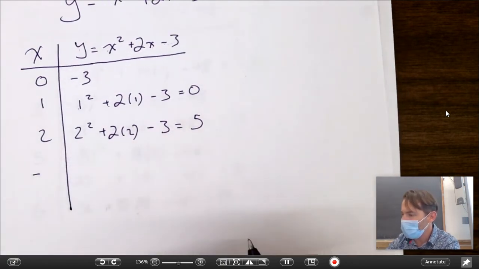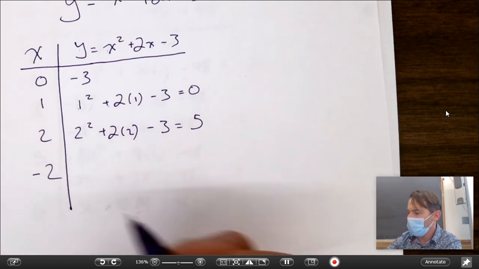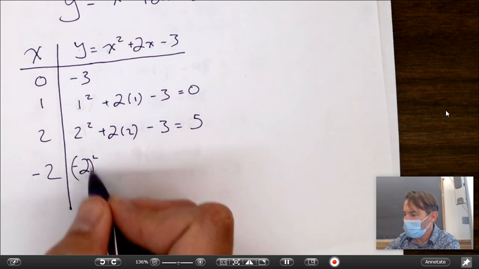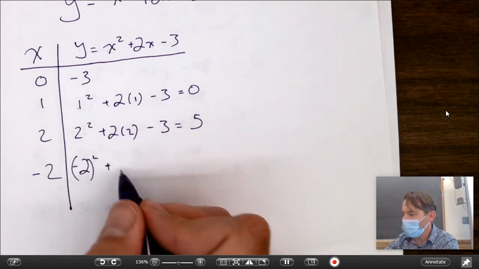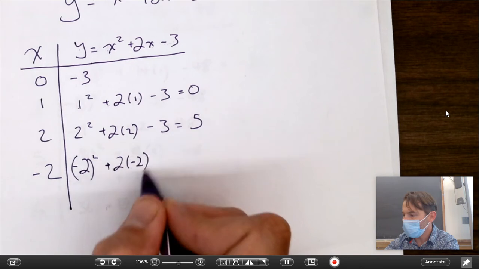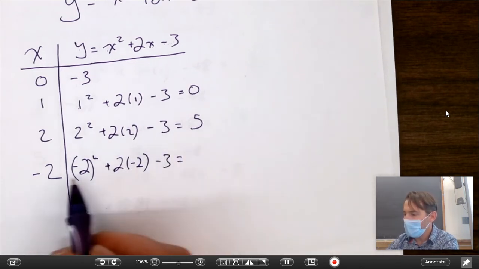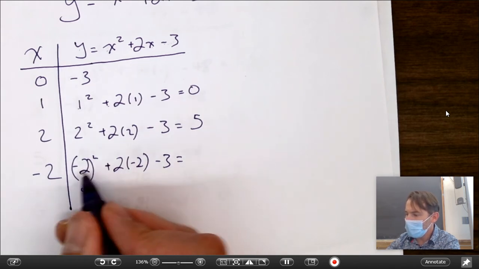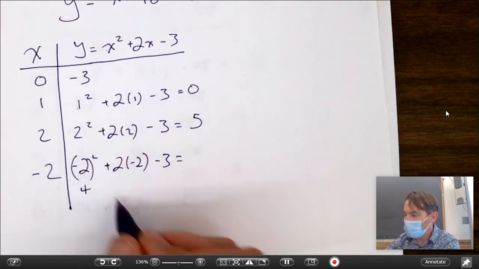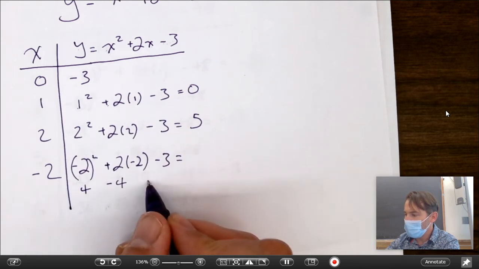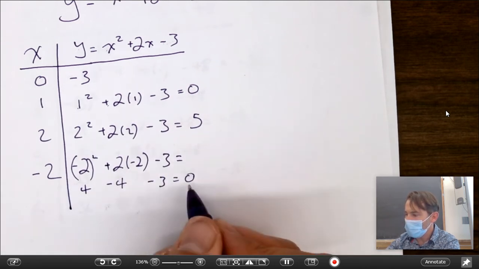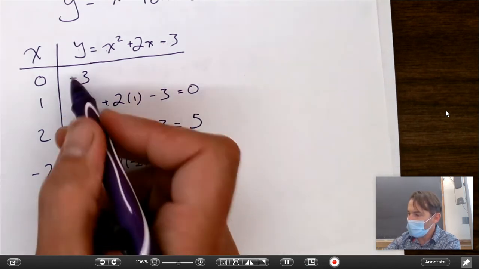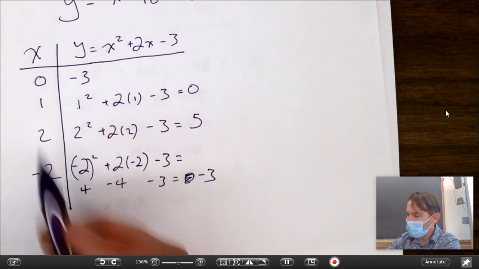So let's take a look at, I don't know, -2. Okay? -2 squared. That's x as -2, so that has to go in brackets. Plus 2 times -2 minus 3 is equal to +4, because -2 squared is 4. Plus 2 times -2, that's -4. Minus 3 equals 0. Oh, minus 3 equals -3, sorry. -3. Okay, I found a point that's symmetrical around 0 and -2.